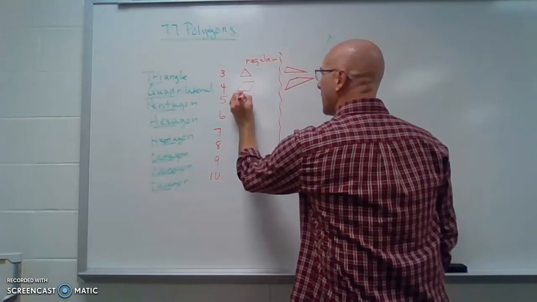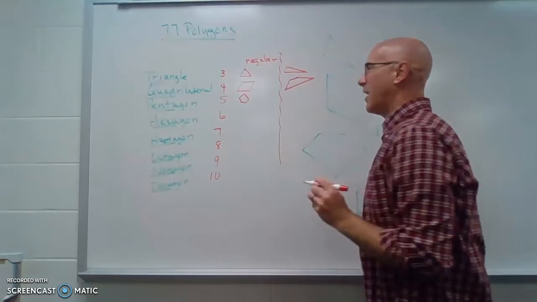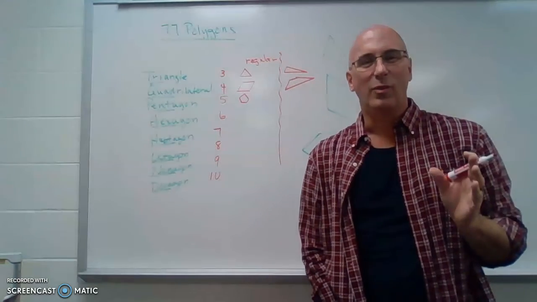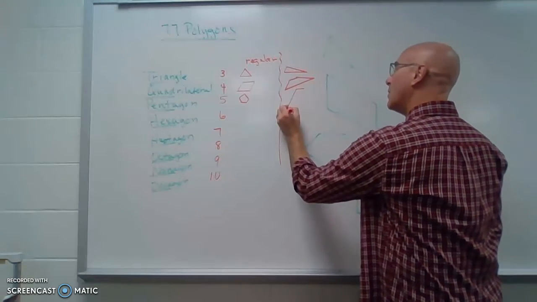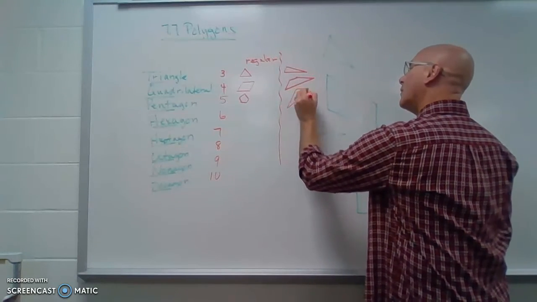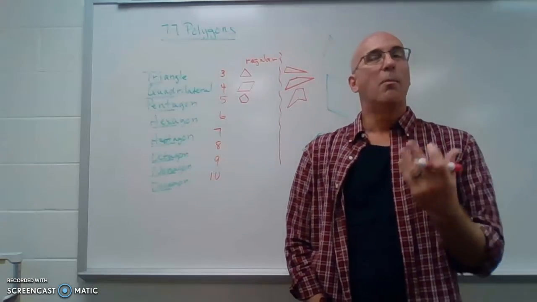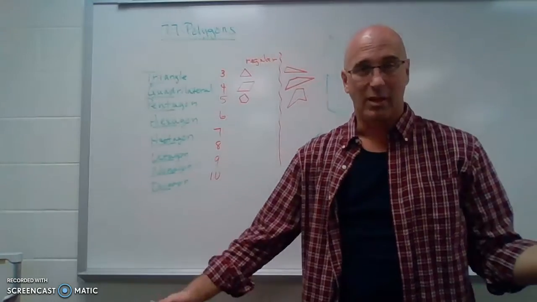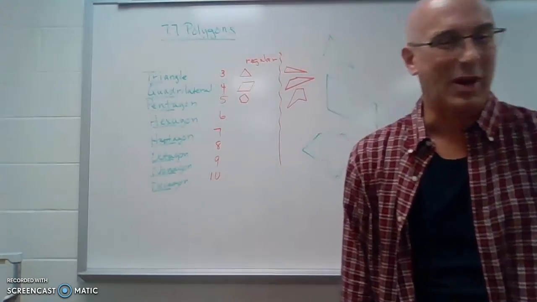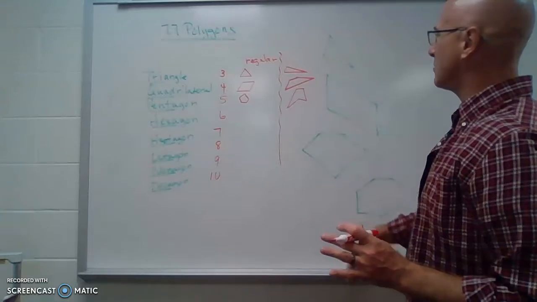A pentagon, these get harder to draw. So there's a pentagon with 5 equal sides. I can draw a 5-sided shape. That's also a pentagon, but it is not regular. We can go all the way down to decagon. That gets kind of difficult to draw. So now let's look at some shapes.